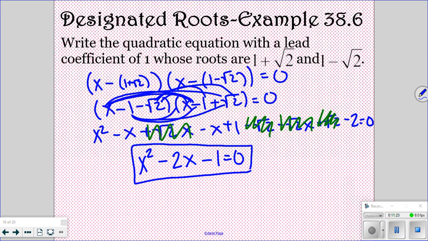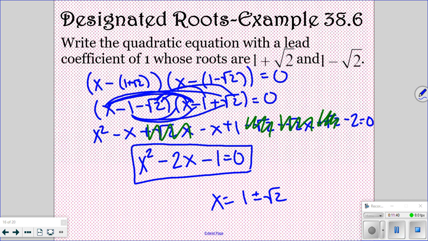The way that you can check these is either to factor them or to just use the quadratic formula and simplify. This one doesn't factor, and so you would use the quadratic formula. But if you use the quadratic formula, you would get x equals plus or minus square root of 2.